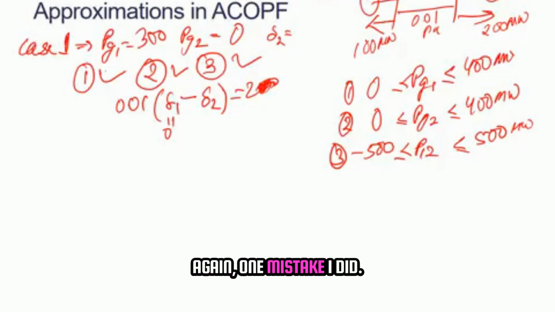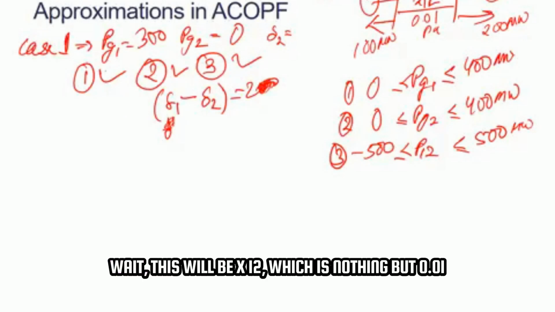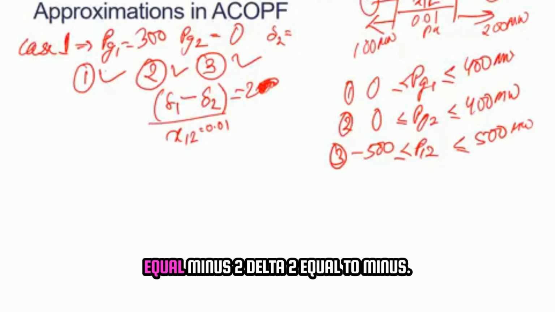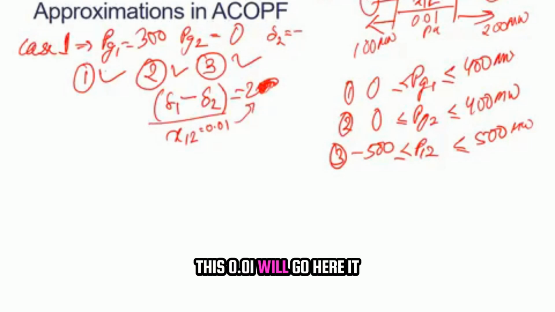Again, one mistake I did. This is x12, so this is not b12, this is x12. So basically this will be x12, which is nothing but 0.01. Equal to minus 2 delta 2. It will multiply, this 0.01 will go here, it will be minus 0.02.